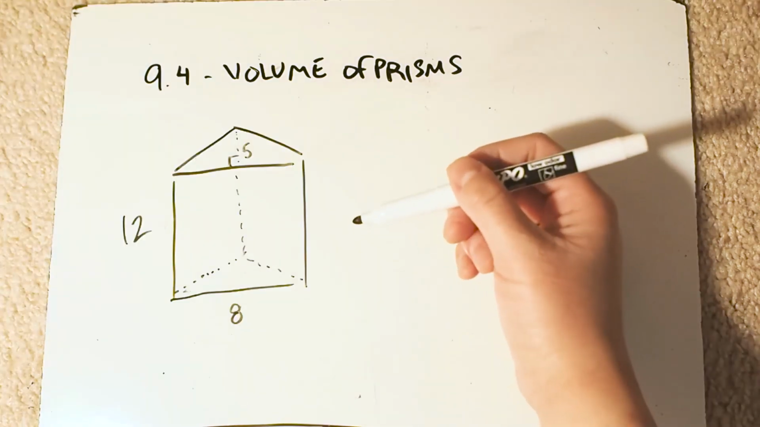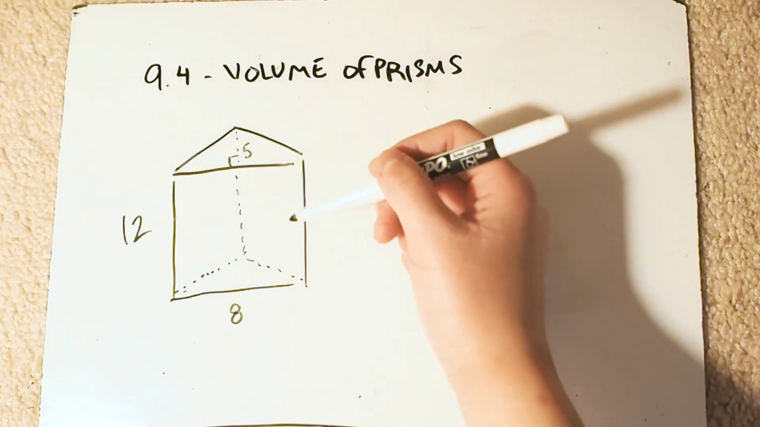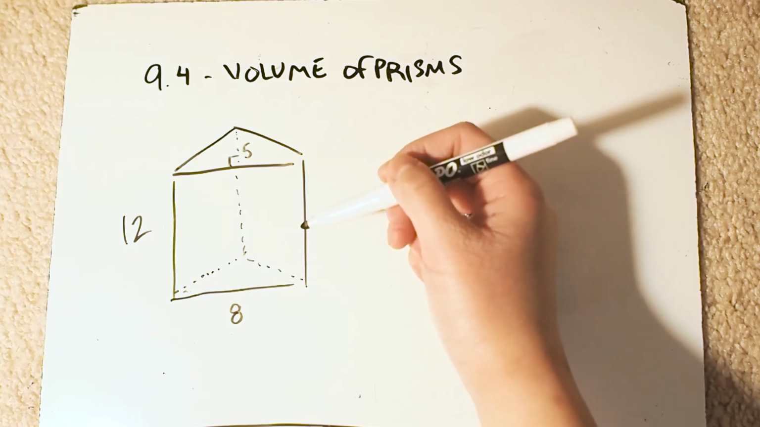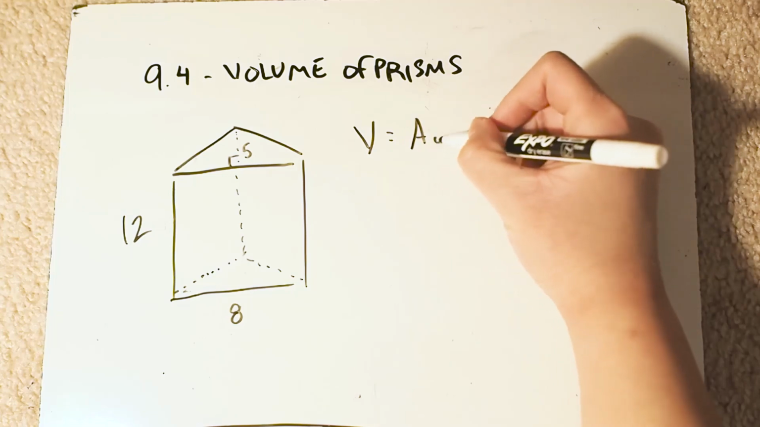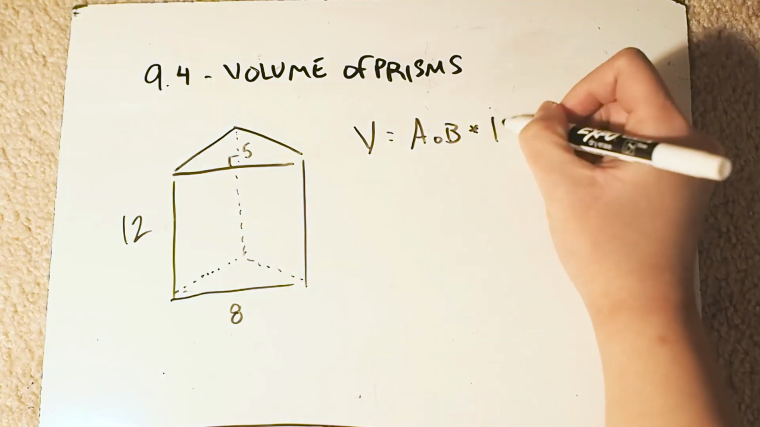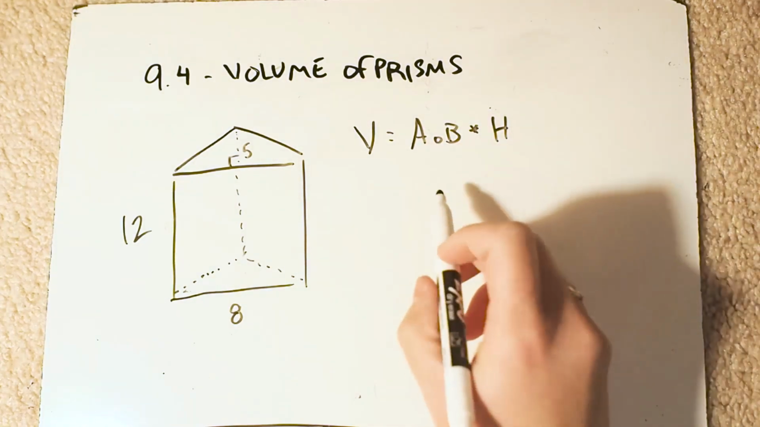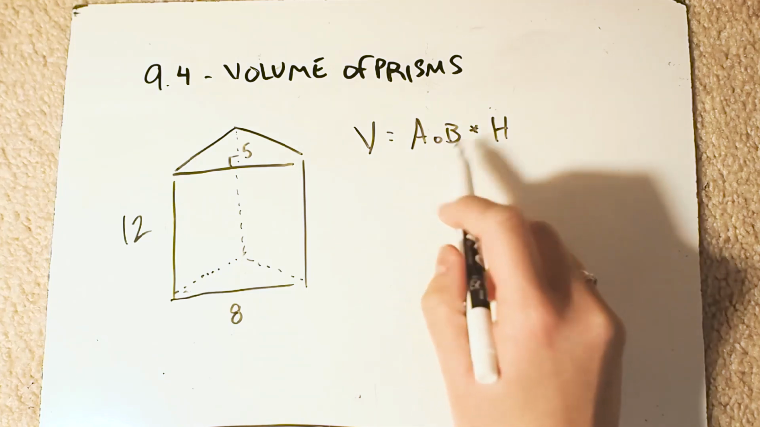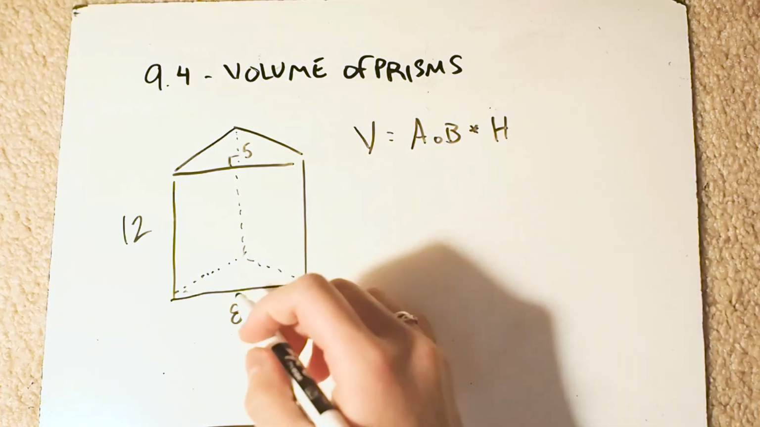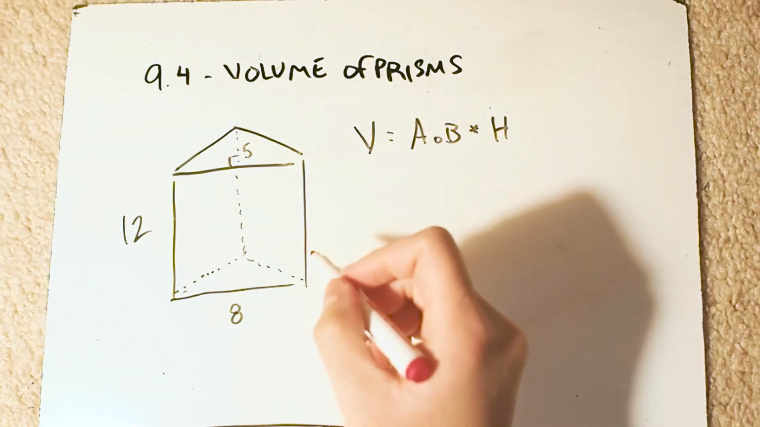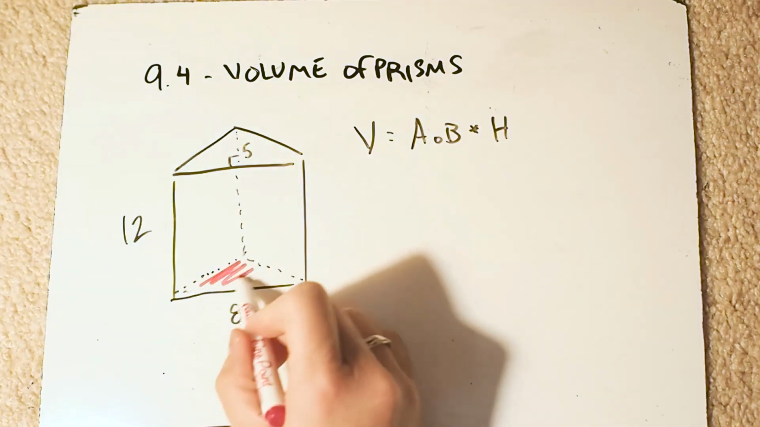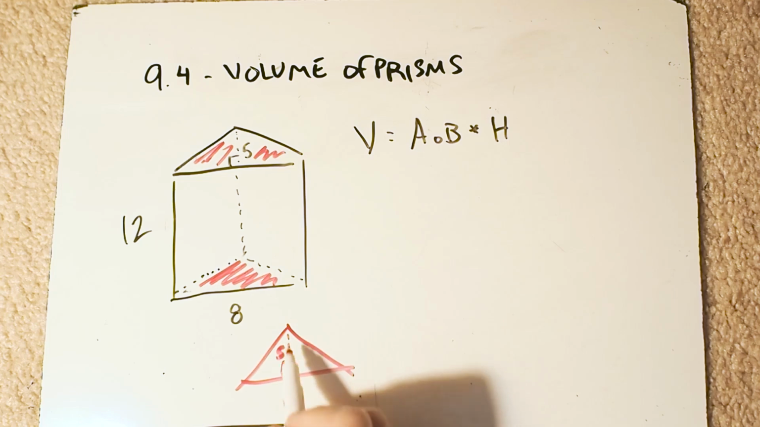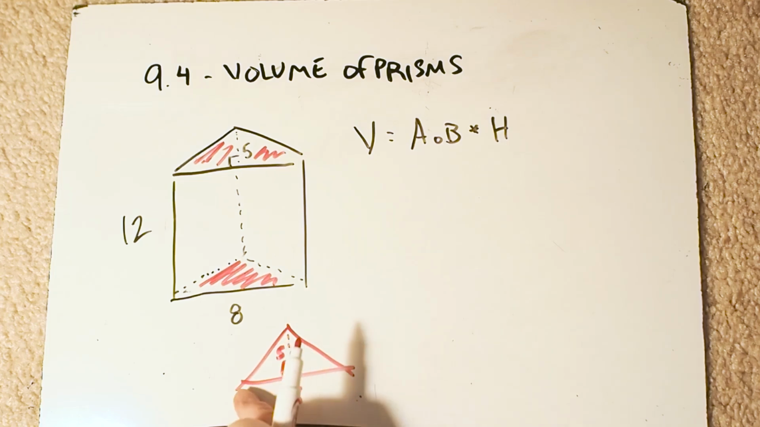Here's another example. This time the prism is a triangular prism, which means that even though we still use the formula volume equals the area of the base times the height, this time the formula for the area of the base is going to be different because the base is a triangle. So let's just look at the base. This time we only have one choice for what the base is. It's this here. It's a triangle with a height of 5 and a base of 8.